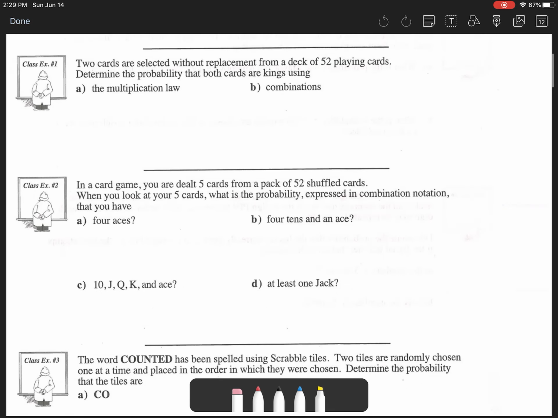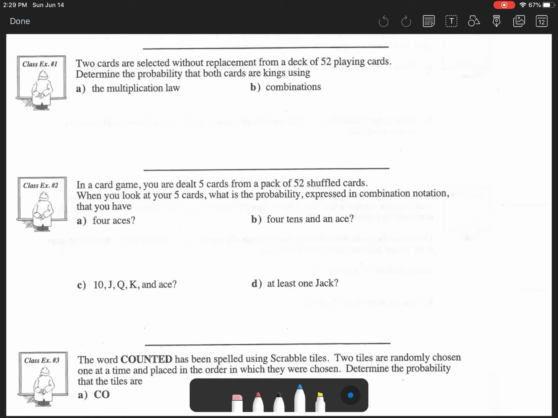So let's get into some questions so that we can go through them and I can discuss how we are solving each of these problems. In class example 1, it says 2 cards are selected without replacement from a deck of 52 cards. Determine the probability that both cards are kings using the multiplication law, which is what we normally think about when we use probability, and then combination. You'll see I get the same answer both ways.